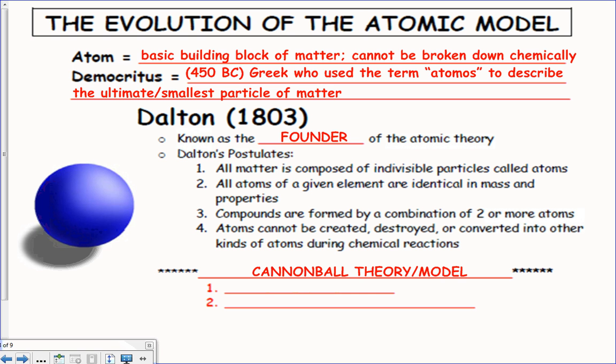What did he have to work with back then? His theory was called the cannonball theory model. It basically was spherical, like this blue sphere we see on the left, and it was uniform in density. So it was all just one thing, kind of like a marble.